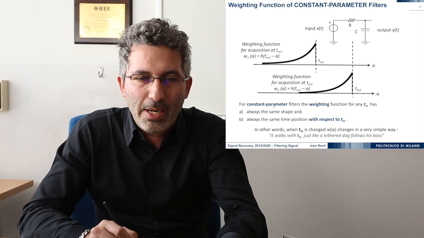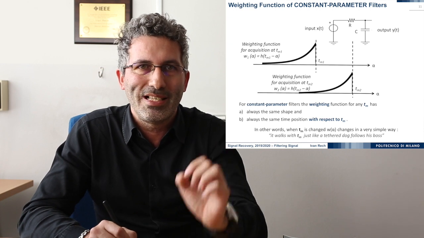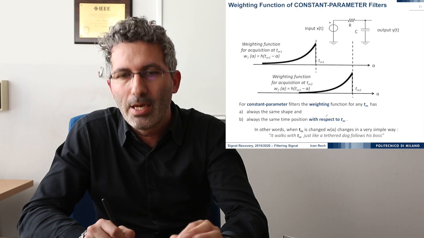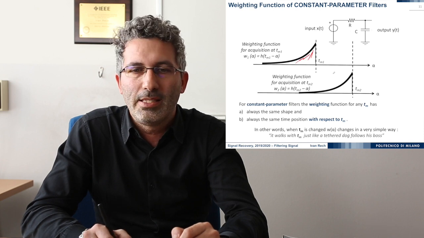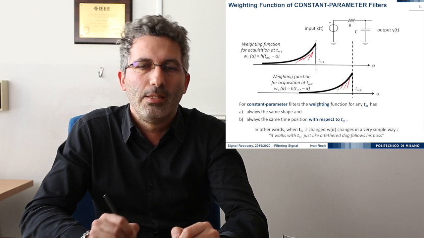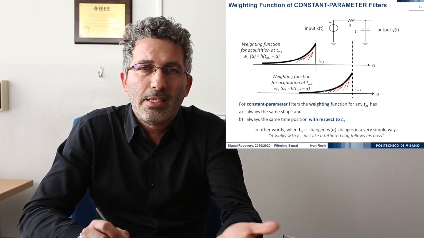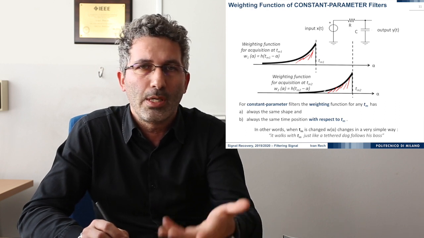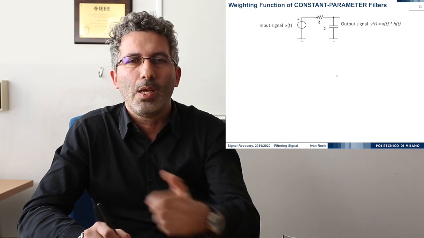So with a constant parameter filter, the weighting function for any Tm always has the same shape and always the same position with respect to Tm. As you can see here, this is Tm and this is the weighting function. This is Tm and this is the weighting function. So it's very simple, and it's the delta response or the weighting function that you are used to use with a low-pass filter or any standard filter.